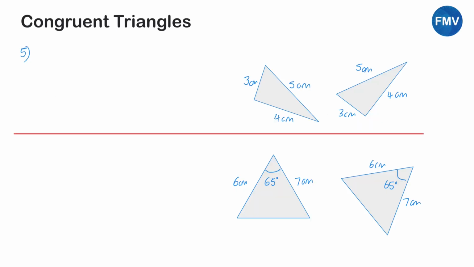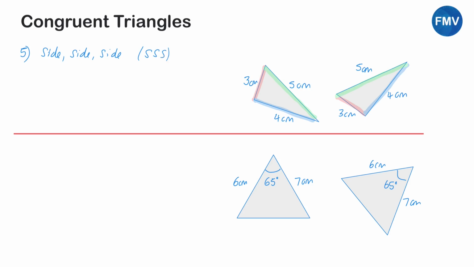Looking at this question, let's see what we have. Can we show that these triangles are congruent? Let's see if they fit one of our criteria. So if we look at this side, we have a corresponding side of 3 there. And if we look at this side, we have a corresponding side there of 4. And finally, this side, we have a corresponding side of 5. So in this case, we have side, side, side, also known as S, S, S.